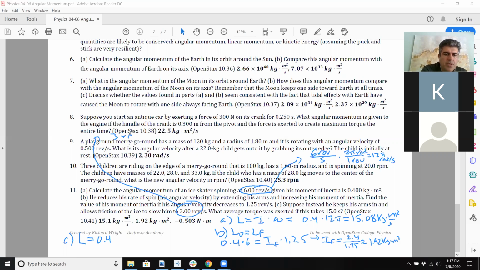So 3 revolutions per second. Remember, for 1 revolution, that's 2 pi rads, so you get 6 pi rads per second. So that's what you're going to plug in for your angular velocity. 6 pi. So 0.4 times 6 times pi, and you get 7.54. Remember, the units are kilograms times meters squared per second.